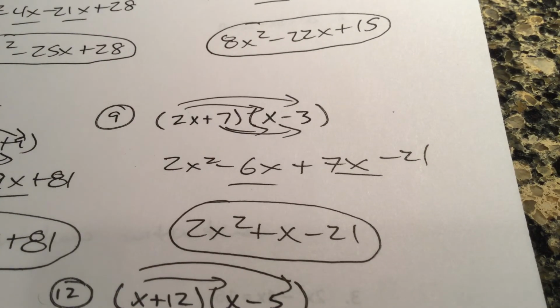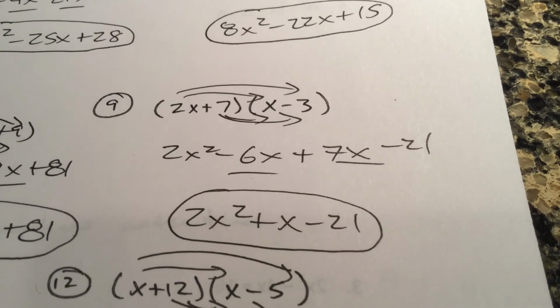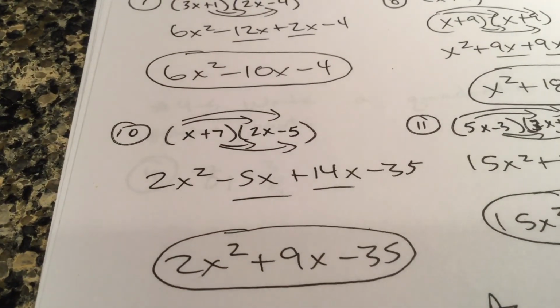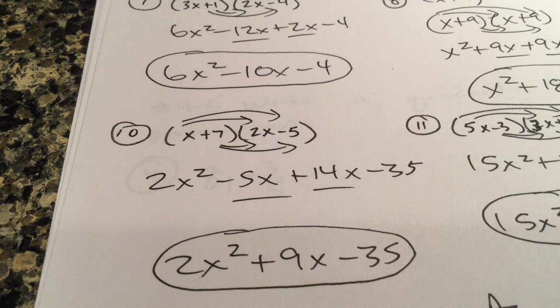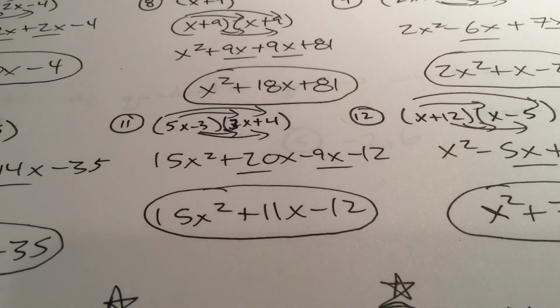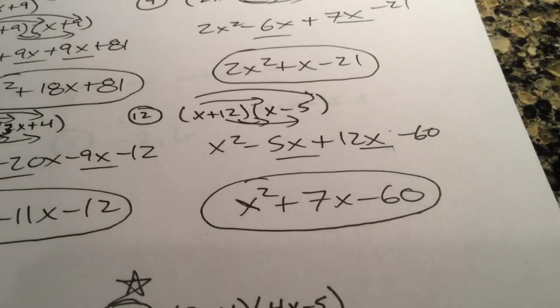Distribute, or foil, 2x times x. 2x times negative 3, 7 times x, 7 times a negative 3. Combine the like terms, negative 6x plus 7x is positive x. There you go on 10. Here is 11. You get 15x squared plus 20x minus 9x minus 12. 20x minus 9x is 11x.